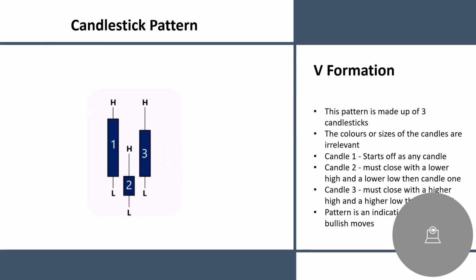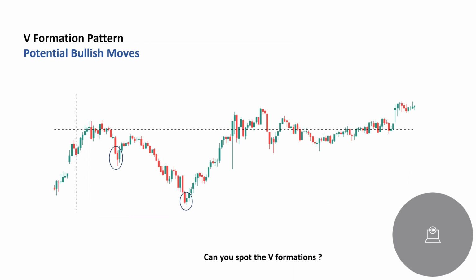Next pattern is the V formation pattern. This pattern is made up of three candlesticks, and the color and size of these candles are irrelevant. Candle one starts off as any candle. Then candle two must close with a lower high and a lower low than candle one. Then candle three must close with a higher high and a higher low than candle two. And this pattern is an indication of potential bullish moves.